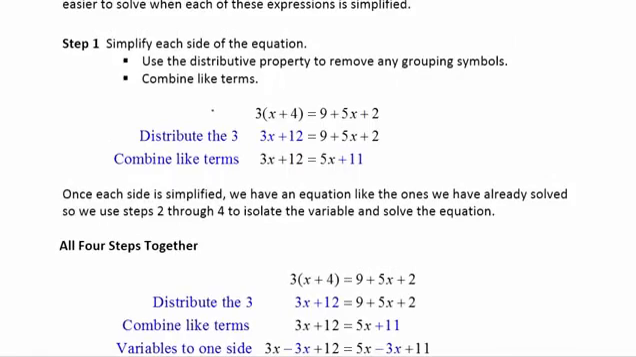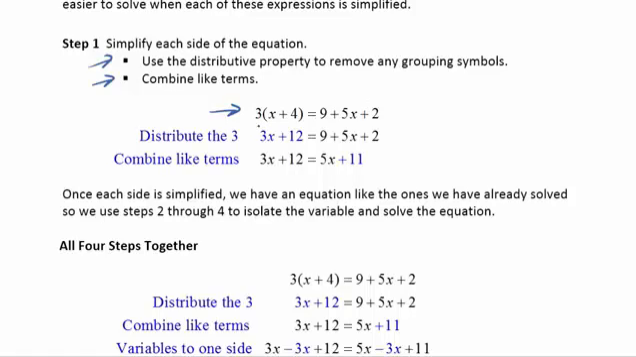For example, let's take a look at this equation right here. We want to simplify both of these sides of the equation before we would go to try to solve the equation. And here's how we simplify right here. We use the distributive property if it occurs, and then we combine any like terms that appear on each side. Now we don't want to go across the equal sign, but on each side we look at them independently and see if we can use the distributive property and combine like terms.